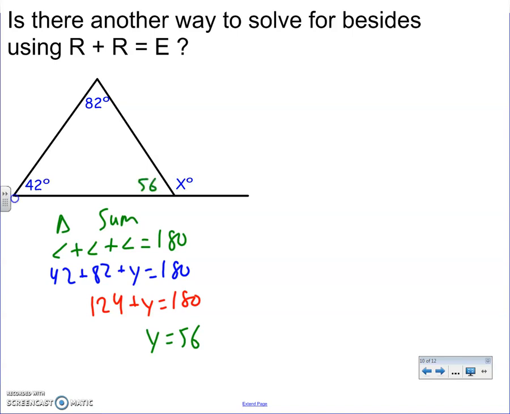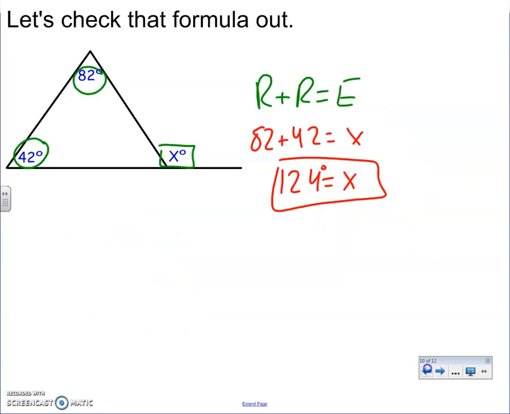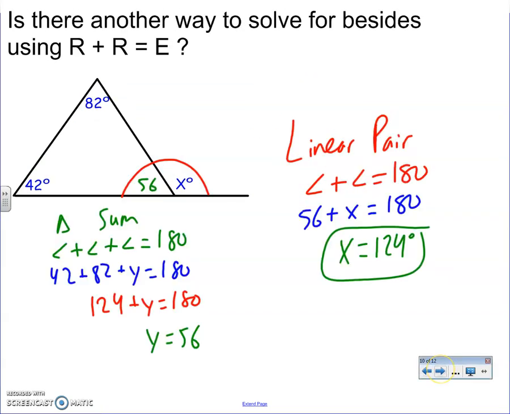I just found this angle Y to be 56 degrees. Can I use that to find X? The answer is yes. That makes a linear pair. Don't forget your linear pair. Very, very important. Linear pair and vertical angles. Linear pair says angle plus angle is 180. So the first angle is 56, second angle is X, equals 180. Subtract 56 from both sides, you get 124. We found X.